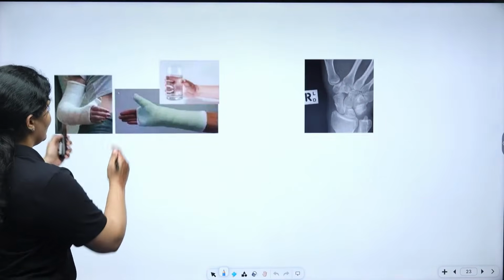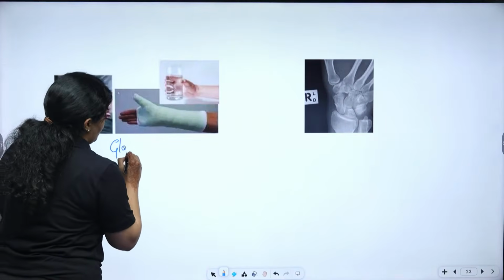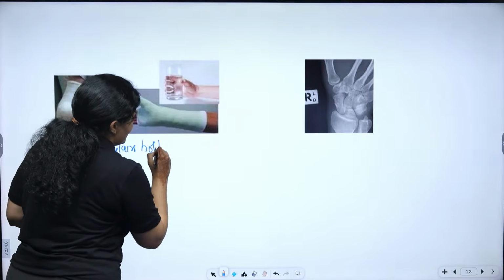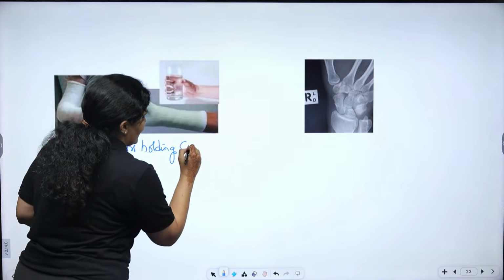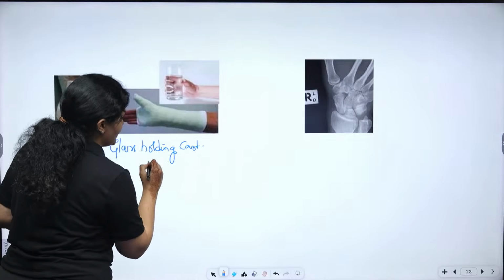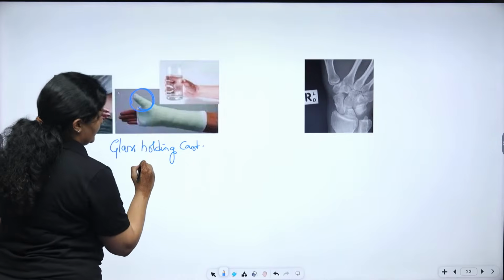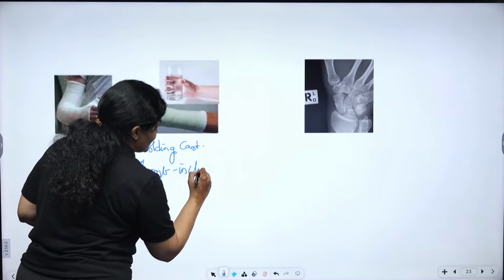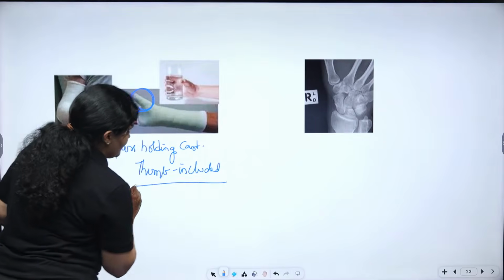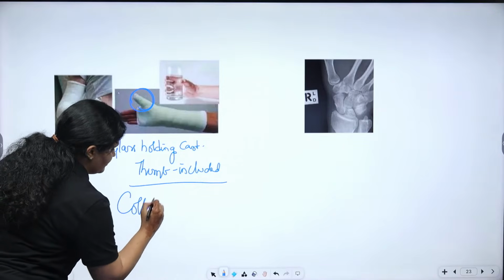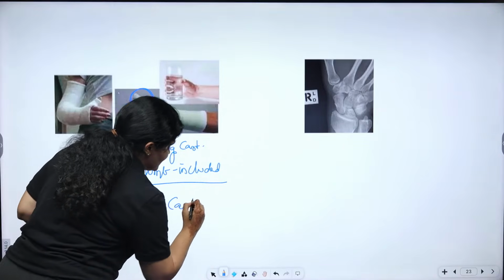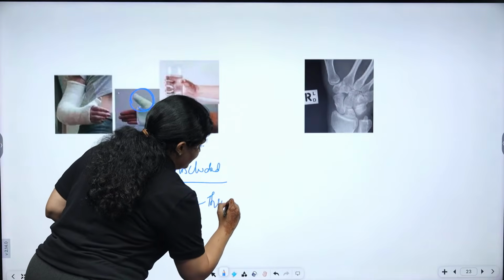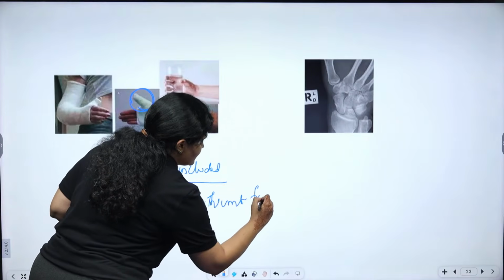So, this is your glass holding cast, also called the scaphoid cast, and they might ask you to identify it. What is the clue to tell it from the Colles cast? You can see the thumb is included in the scaphoid cast, whereas in the Colles cast, the thumb is not included. The thumb is free. Okay, this is very important.